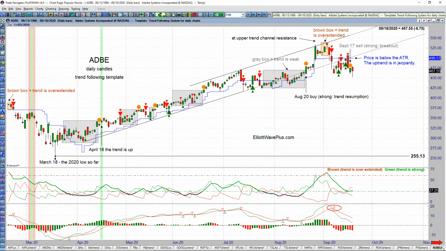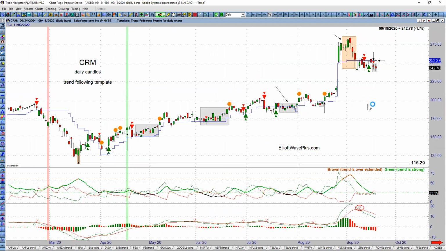Adobe looking weak. Salesforce got a big gap up. That's about all it could do. Now it's looking weak.